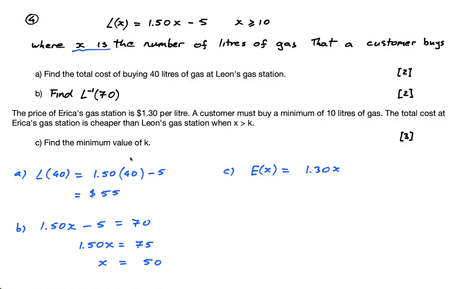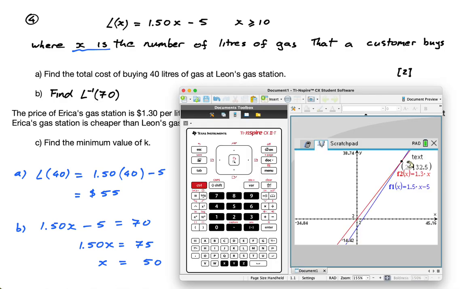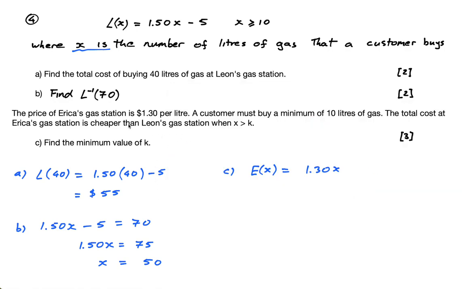So hang on a second. What does the question say? The price of Erica's gas station. A customer must buy a minimum of 10 liters of gas. The total cost at Erica's gas station is cheaper than Leon's gas station when x is greater than k. Find the minimum value of k. Okay, so the answer is going to be 25 because it's the same when it's 25, but the question says it's cheaper when x is greater than what? So yeah, x has to be greater than 25 and then it becomes cheaper.